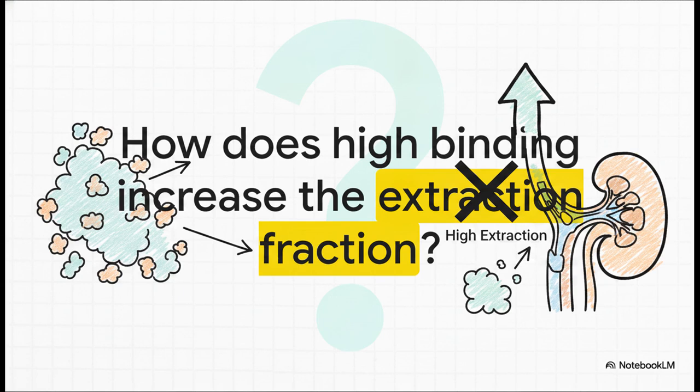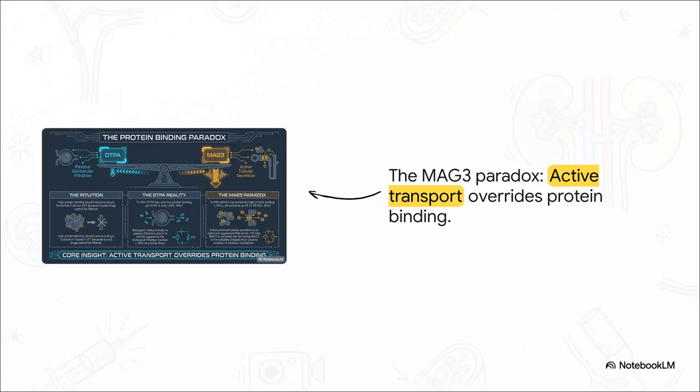If a drug is tightly bound to plasma proteins, it's physically blocked from being passively filtered through the glomerulus. It stands to reason that it should be much harder for the kidney to extract it, right? So how on earth do certain highly protein-bound agents get extracted so incredibly efficiently? The answer to this paradox brilliantly illustrates a core physiological insight. Active transport overrides protein binding.